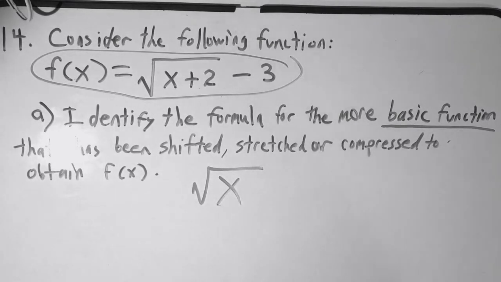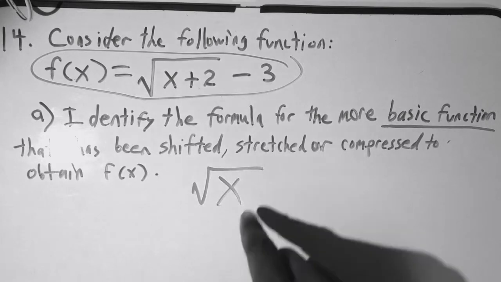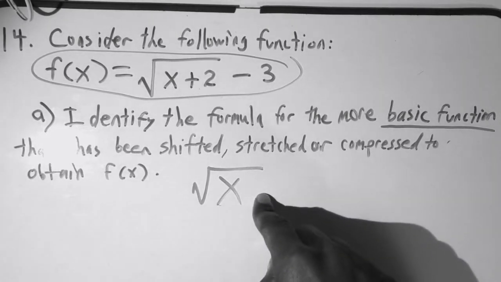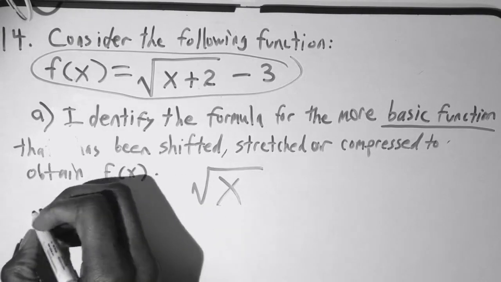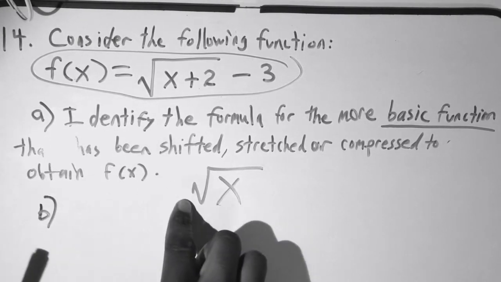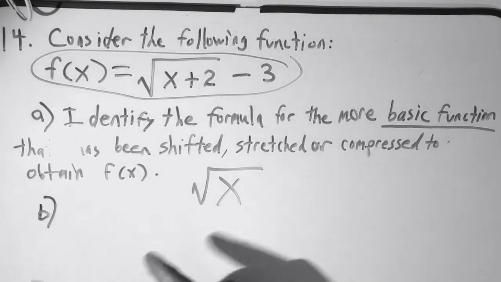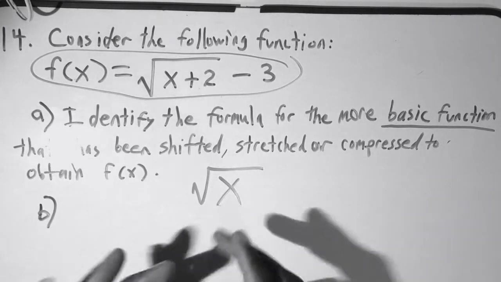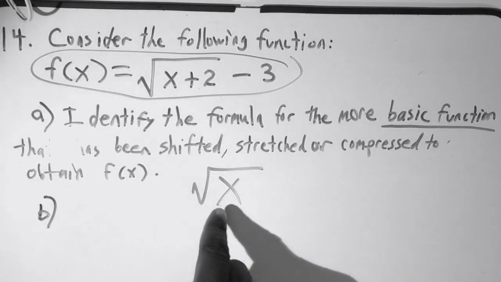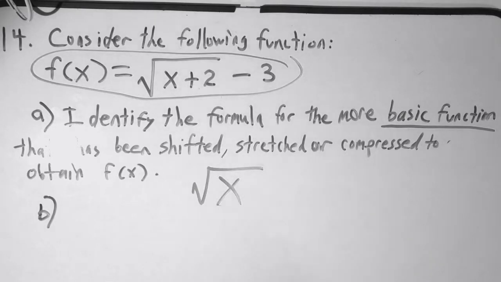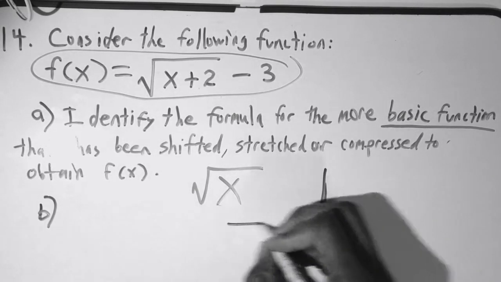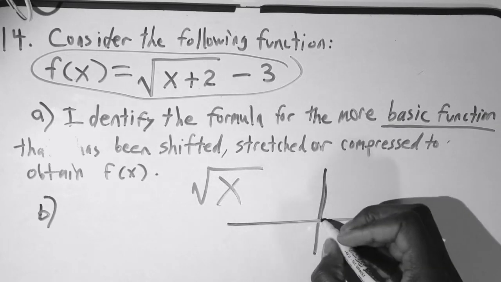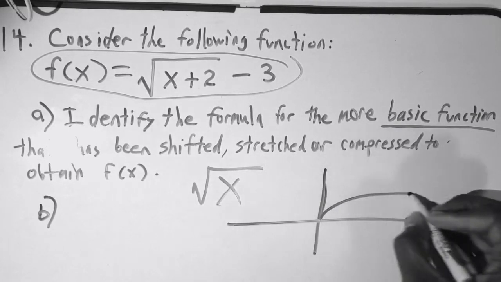And then it goes on to ask us, identify the shape of the function found in A. That was the question for B. What's the shape of this function? And the shape of this function on the graph looks just the way it looks mathematically. It looks like this. Just like that.